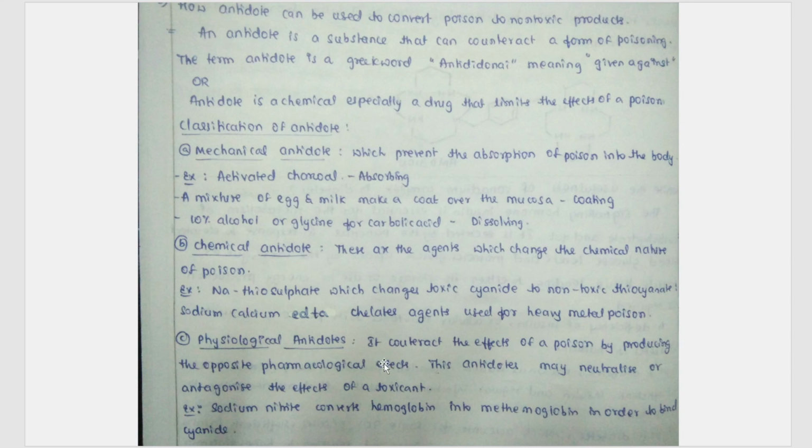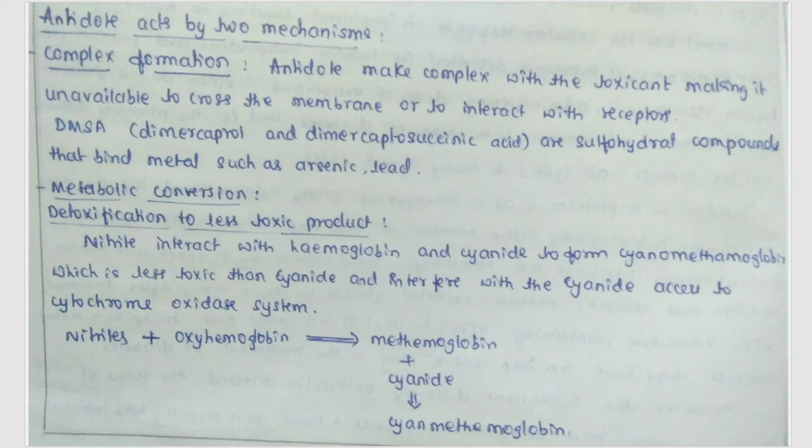The last one is physiological antidote. They counteract the effects of the poison by producing opposite pharmacological effects. So whatever effects were expected, they counteract it. That is, if a person is lacking something, that counter effect is done so that the person will not suffer because of poisoning. So one example is sodium nitrite. It converts hemoglobin into methemoglobin in order to bind to the cyanide. That is one example.